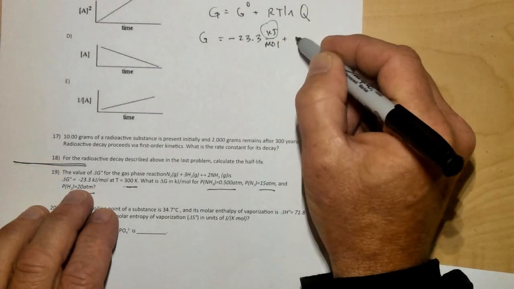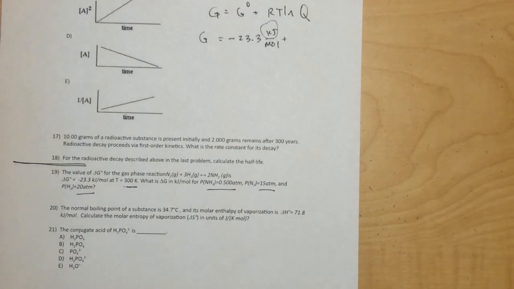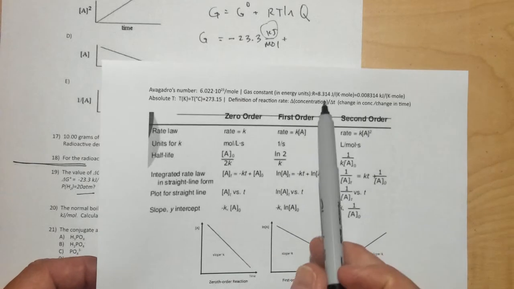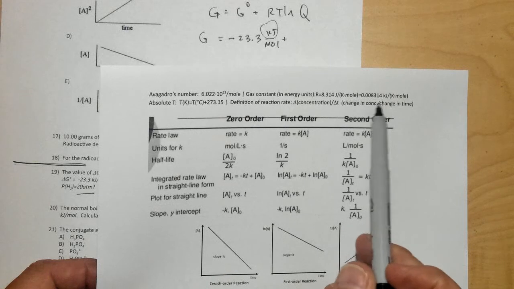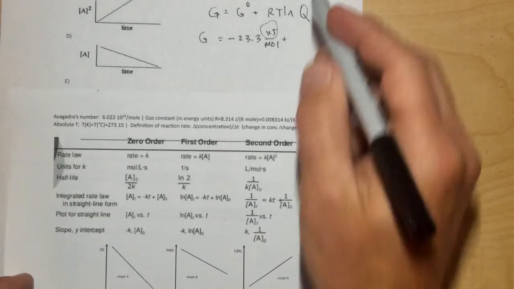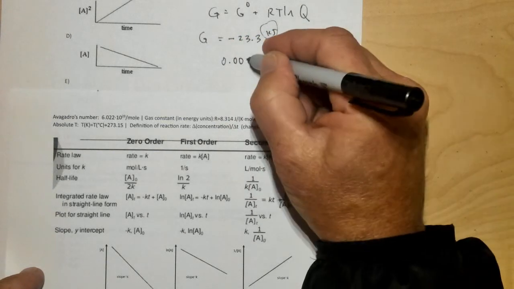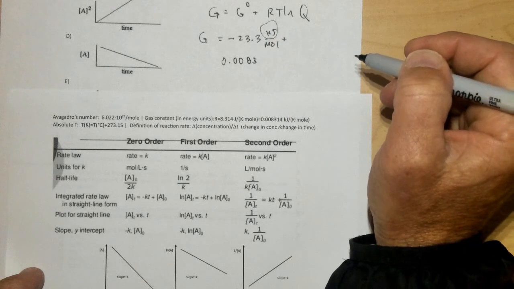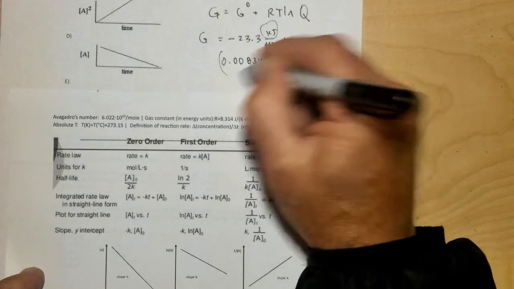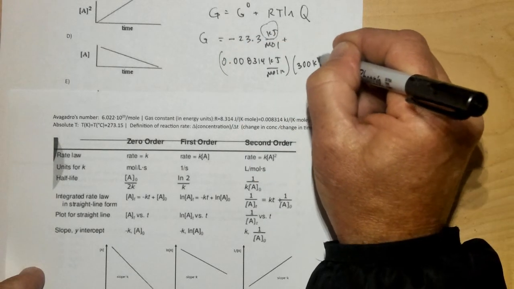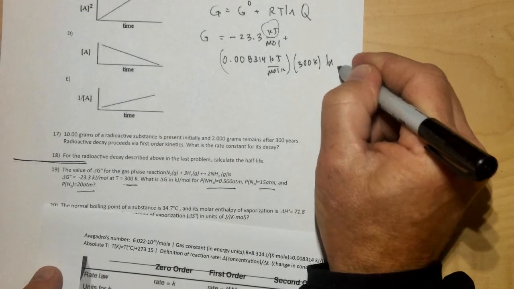And then R has to be the universal gas constant in kilojoules. So watch out for that. Make sure that you're taking your universal gas constant that is 8.31 joules per mole Kelvin and making sure that it's in kilojoules. So use this one right here, 0.008314, and that's in kilojoules per mole times Kelvin. And then we multiply that times the temperature, which it said was 300 K. That's what they told us. And then that's times the natural log of Q.